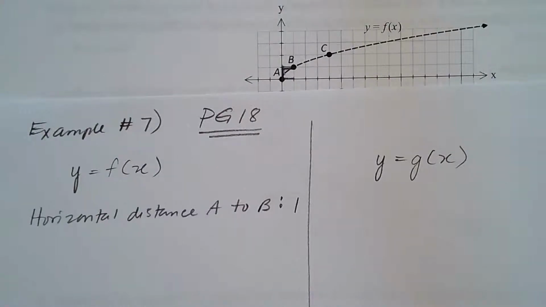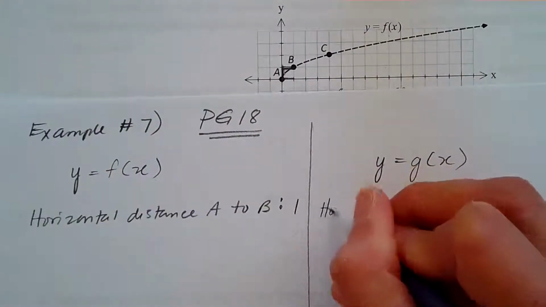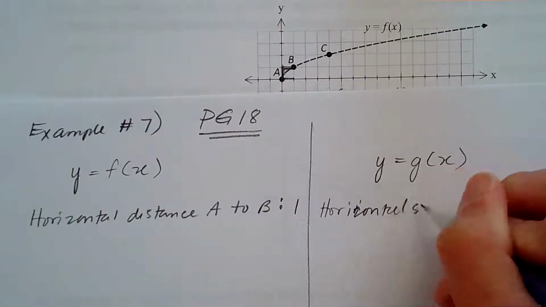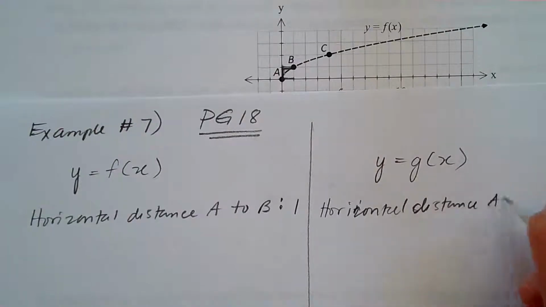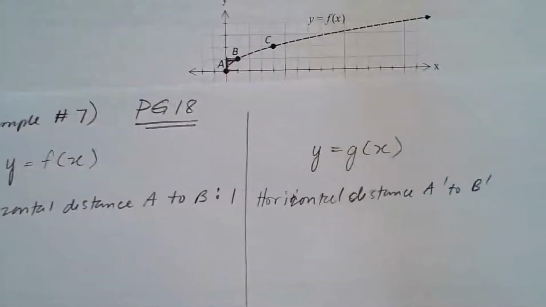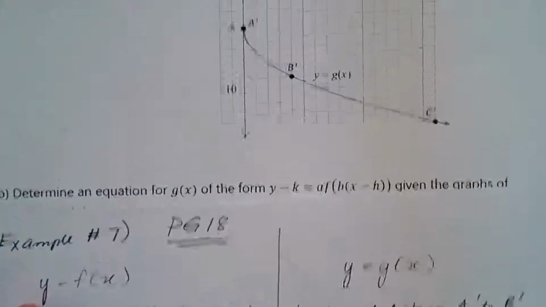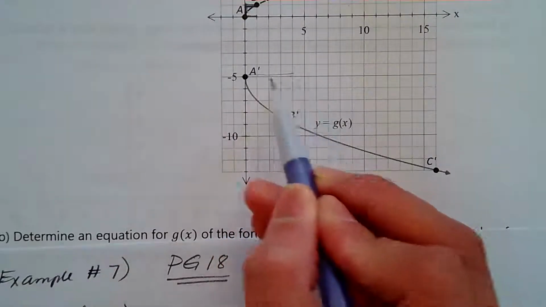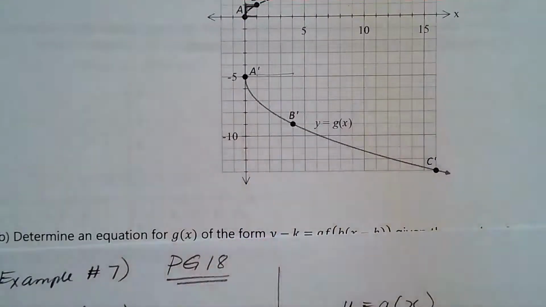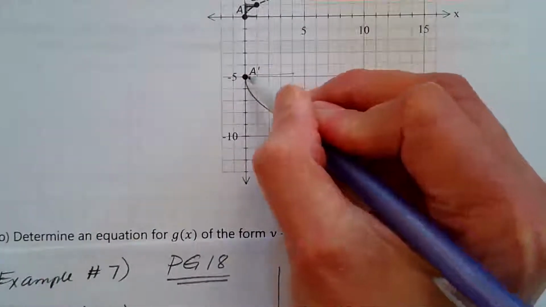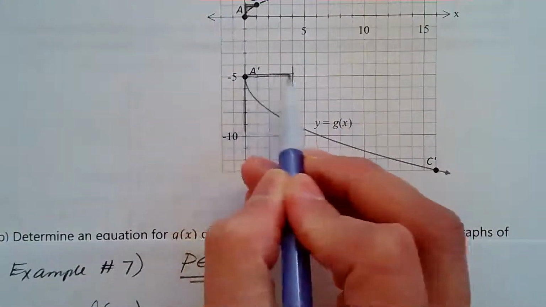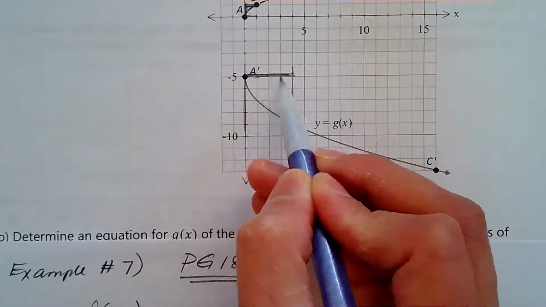Now, what about the horizontal distance from A prime to B prime? 4 times horizontally. So from here to here, it's 1, 2, 3, 4. Is that okay? Can you see 4? So this is B, this is A. Their horizontal distance from here to here is 4. 1, 2, 3, 4.